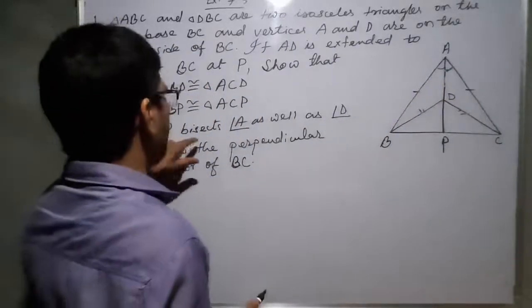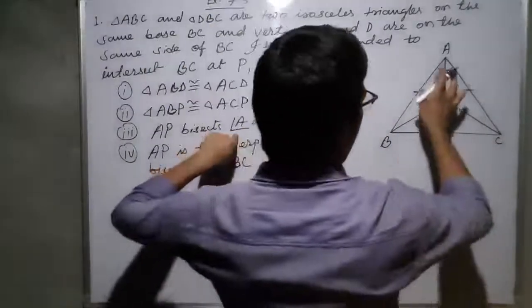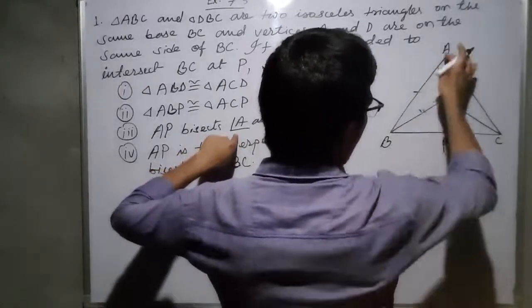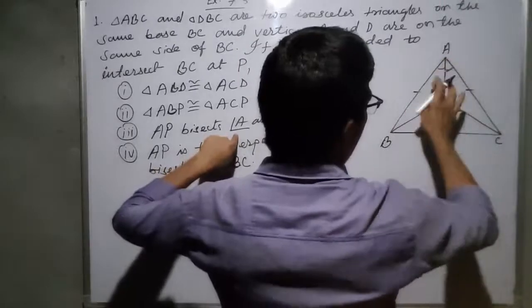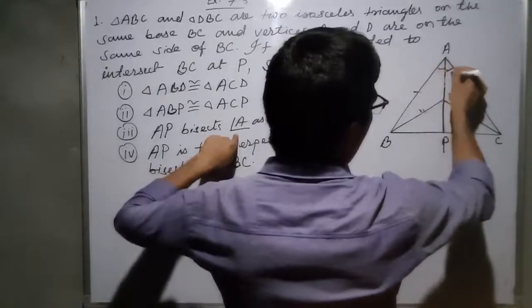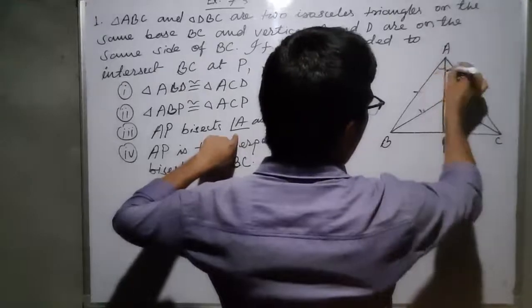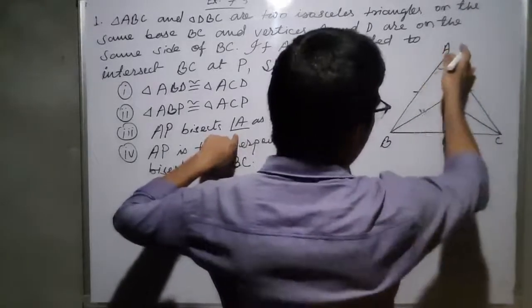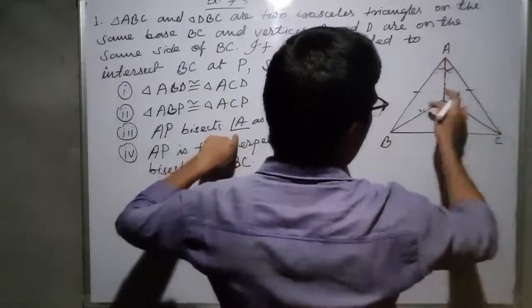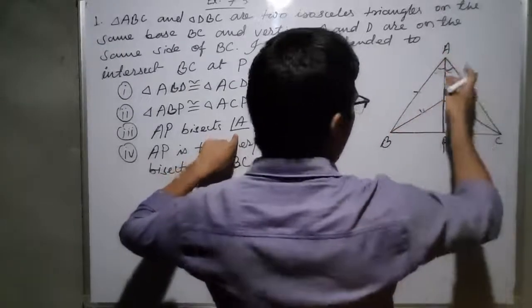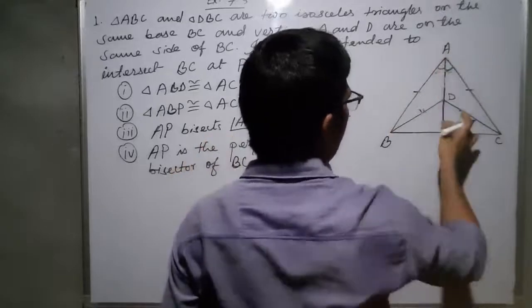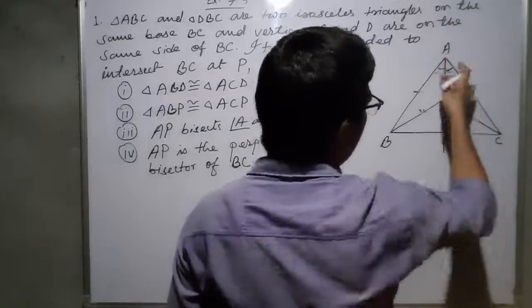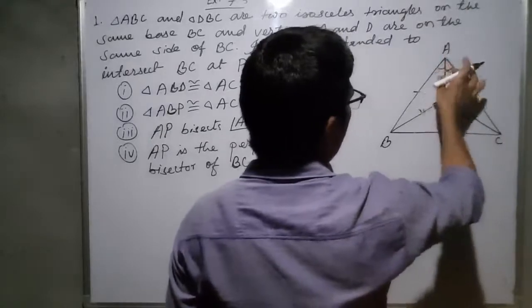Third one, AP bisects angle A. As we have noticed, in this triangle, this angle is equal to this angle, by CPCT. That's why, if these two are equal, then for ABP and ACP, you can say that AP bisects angle A. This angle equal to this angle means AP bisects this angle. That is, AD bisects means AP is AD extended. So this bisects angle A.